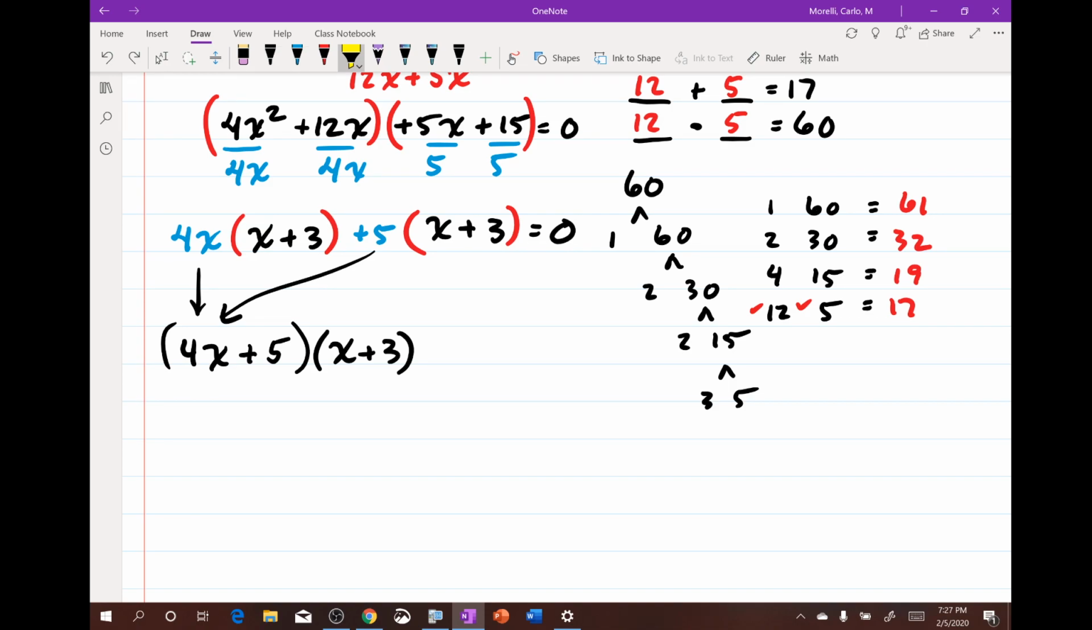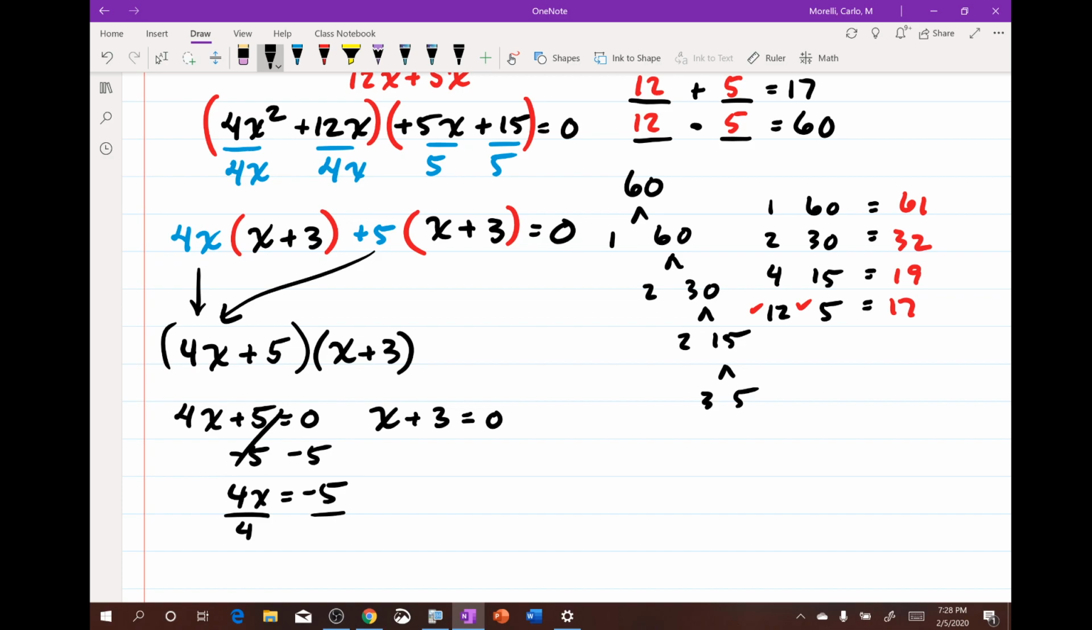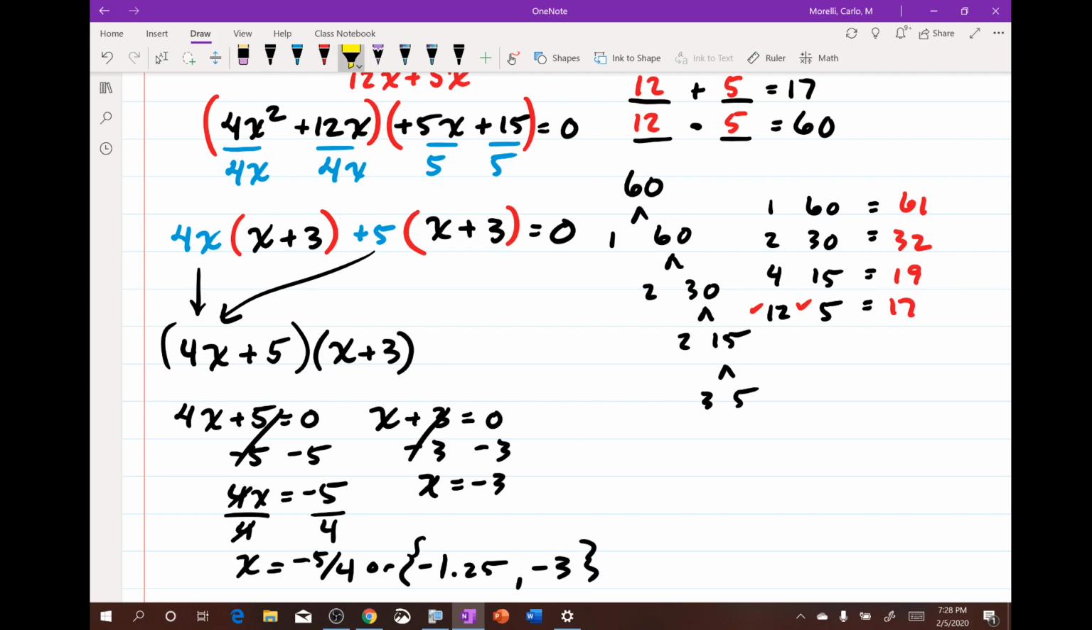Okay, so we're just going to solve this now. We're going to do 4x plus 5 equals 0 and x plus 3 equals 0. Subtract 5 on both sides. 4x equals negative 5. Divide by 4. X equals negative 5/4, or, because you know the TI calculator is going to give you the answer in decimal form, we should say negative 1 and 1/4, or negative 1.25. Over here we get minus 3 on both sides. So x equals negative 3. So we have negative 1.25 and negative 3. Those are our answers. These are our two solutions.